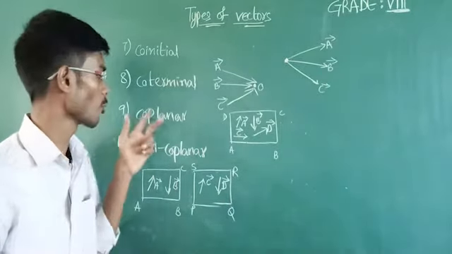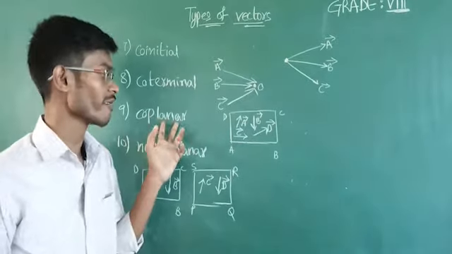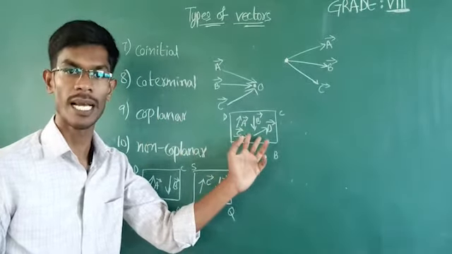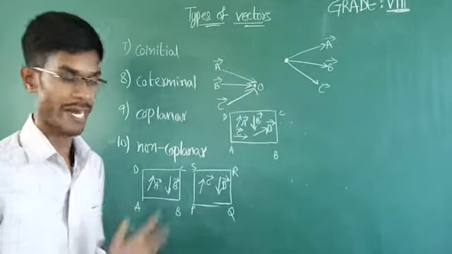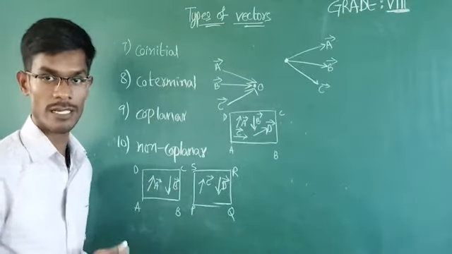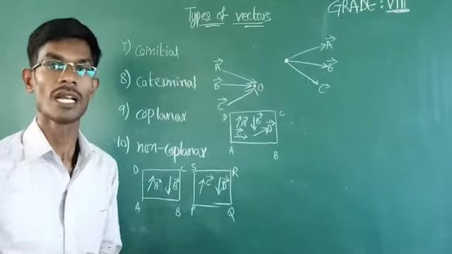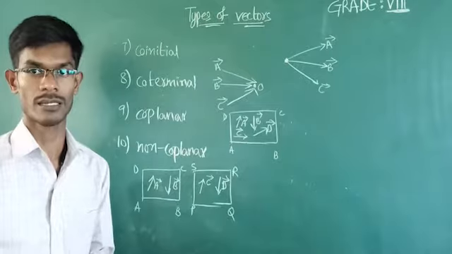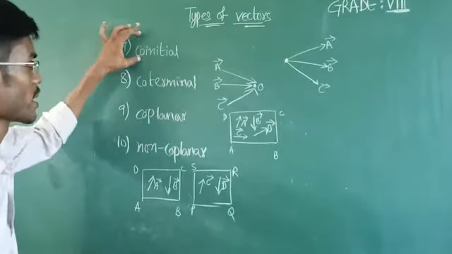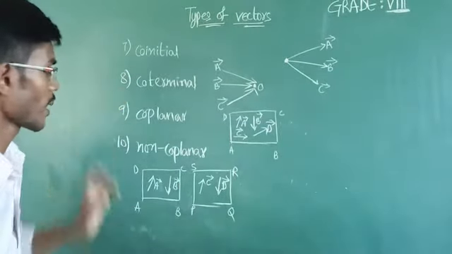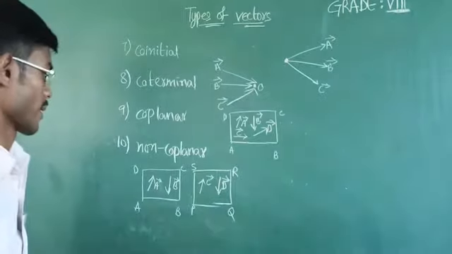What is the difference between coplanar and non-coplanar? The vectors which are lying on the same plane are called coplanar vectors. The vectors which are lying on different planes we will call non-coplanar vectors. Okay, this is about co-initial, co-terminal, coplanar and non-coplanar vectors.